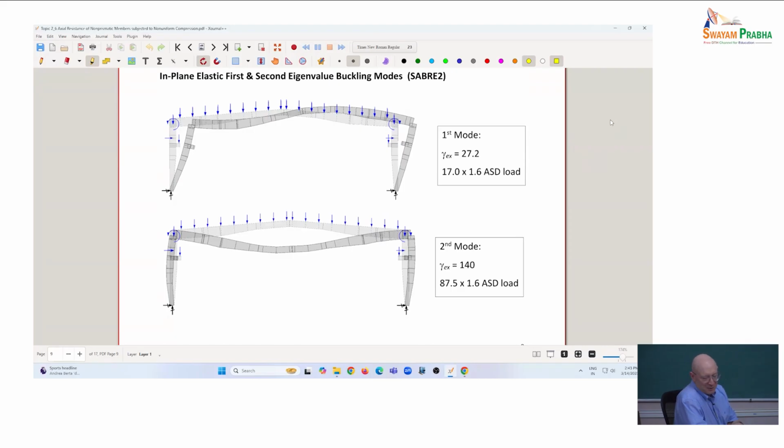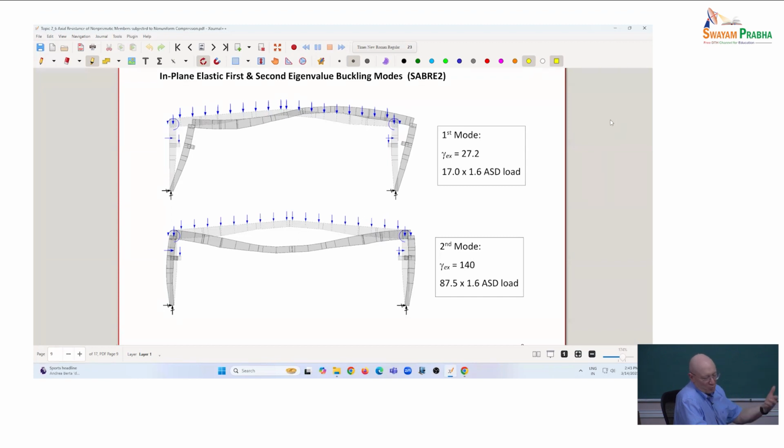So this is the first mode of buckling for this frame. It's a side sway buckling mode. And so the aggravation in ASD is, well, that 27.2, that's 27.2 times the working load level.